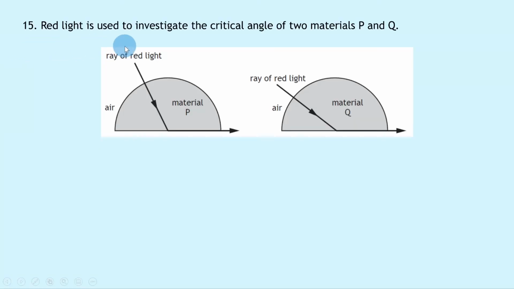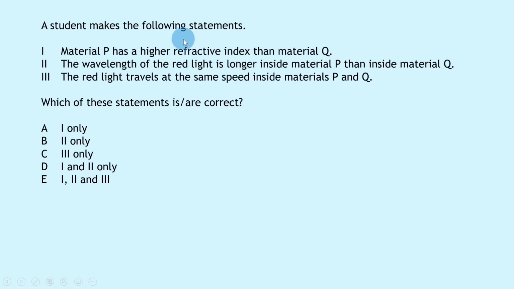Question 15 says red light is used to investigate the critical angle of 2 materials P and Q. So we have our material P on the left and material Q on the right, and it says a student makes the following statements. Statement 1 says material P has a higher refractive index than material Q. Statement 2 says the wavelength of the red light is longer inside material P than inside material Q. And statement 3, the red light travels at the same speed inside materials P and Q. Which of these statements is or are correct?